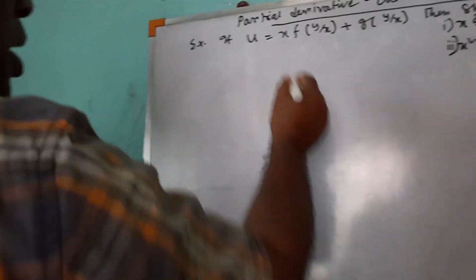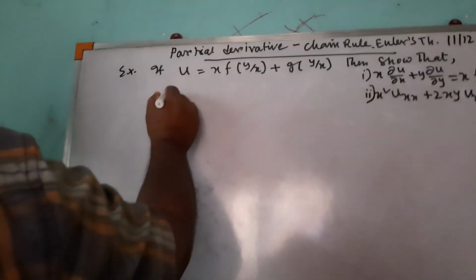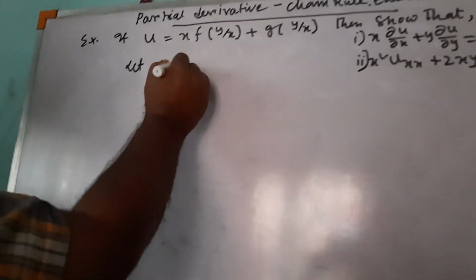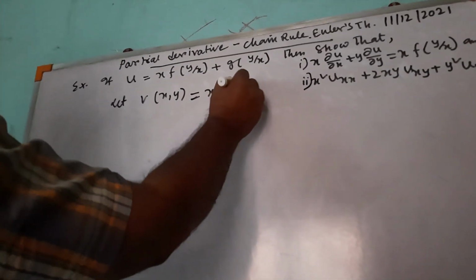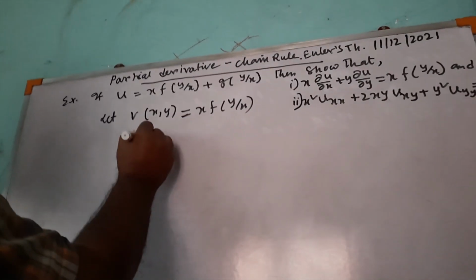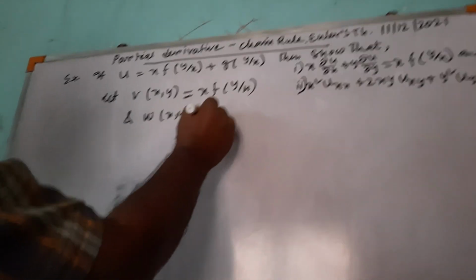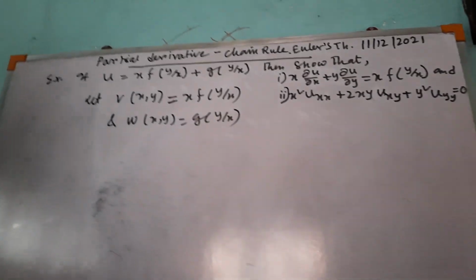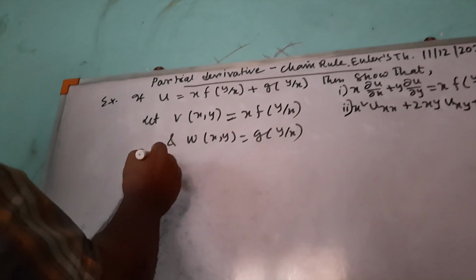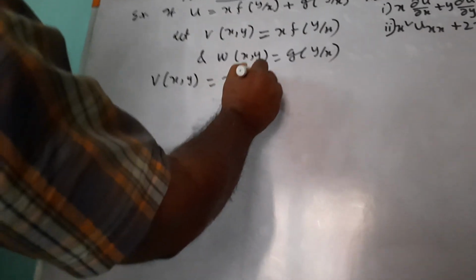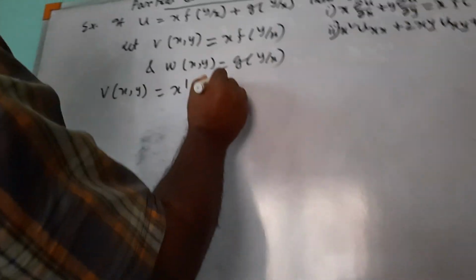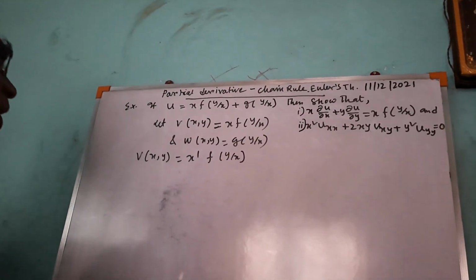First, this part is given. Let V(x,y) equal this function, that is x times f(y/x), and W(x,y) equal g(y/x). Now you see, V(x,y) can be written as x to the power 1 times f(y/x). So V(x,y) is a homogeneous function of degree 1.